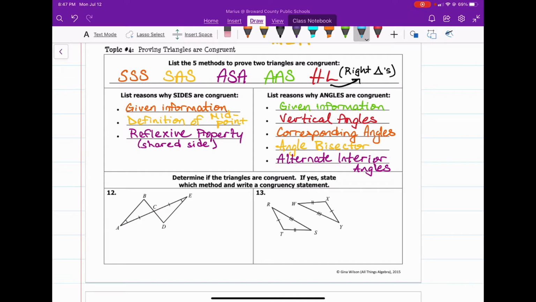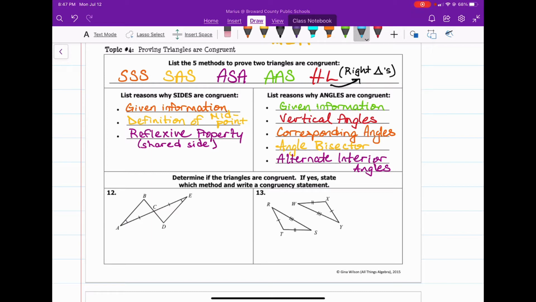And today we're gonna do another review lesson about proving triangles and their congruency. Okay, so I've already taken the liberty of filling out some of this information. So we're just gonna go over that, make sure we understand these acronyms, and really talk about what makes triangles congruent. So at the top here it says list the 5 methods to prove two triangles are congruent.